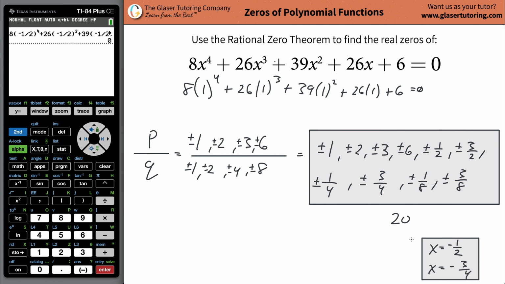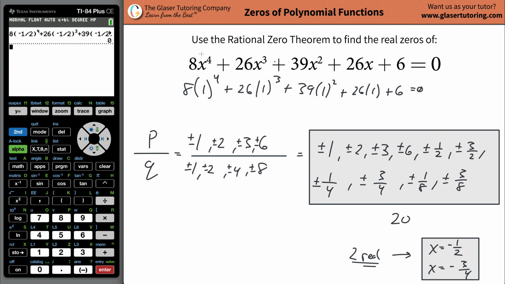Now the thing is, if I have 2 real zeros, and I know I'm dealing with a quartic, remember the number up here tells me the maximum number of zeros I should have. So if I have a maximum of 4, but I only have 2 real, where's the other 2?